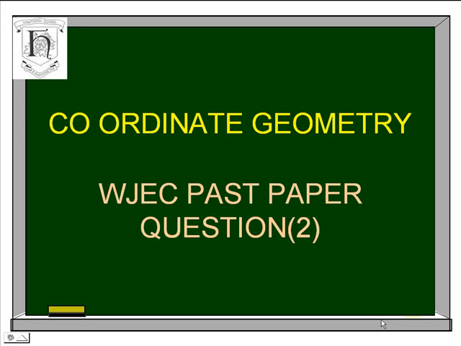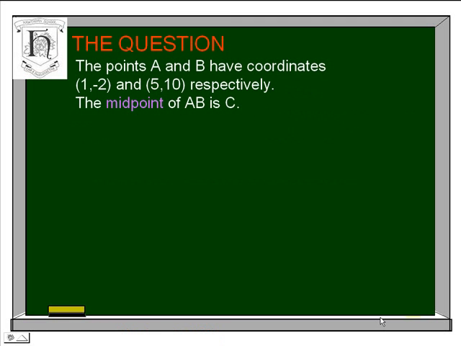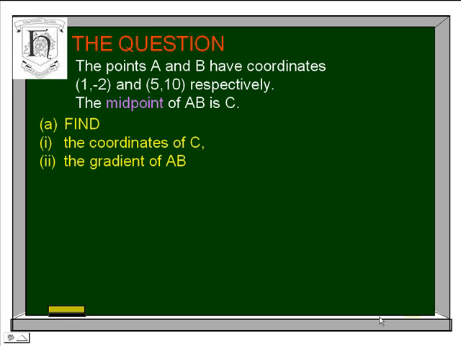This video is our second WJEC past paper question on coordinate geometry for the C1 course. The question that was asked: we were given the points A and B with the coordinates 1, 2 and 5, 10. We were told that the midpoint of AB was called C. Firstly, we were asked to find the coordinates of the point C.